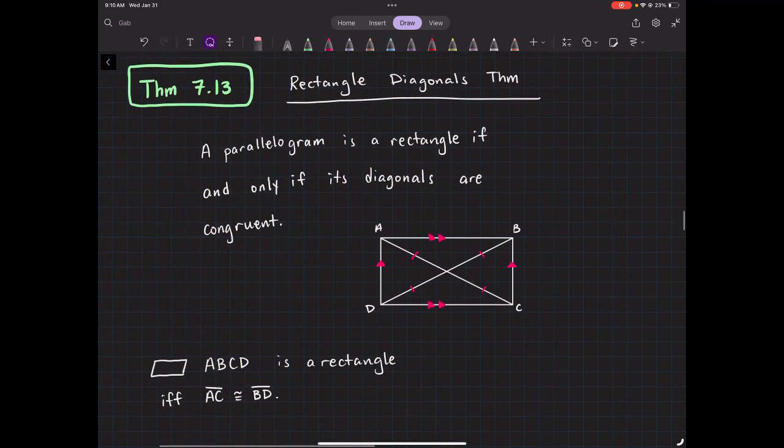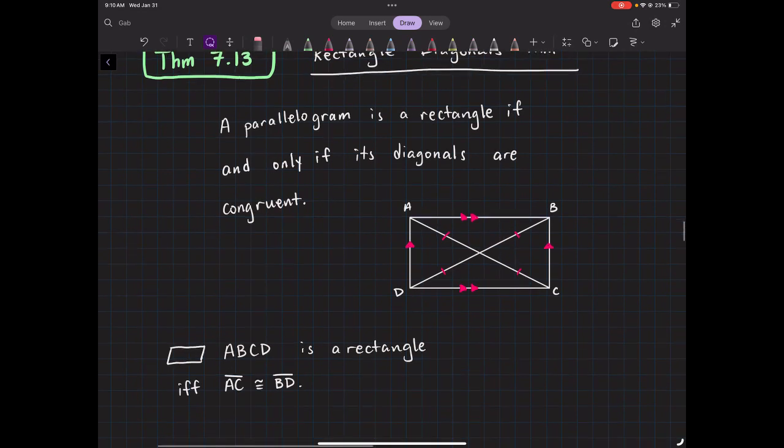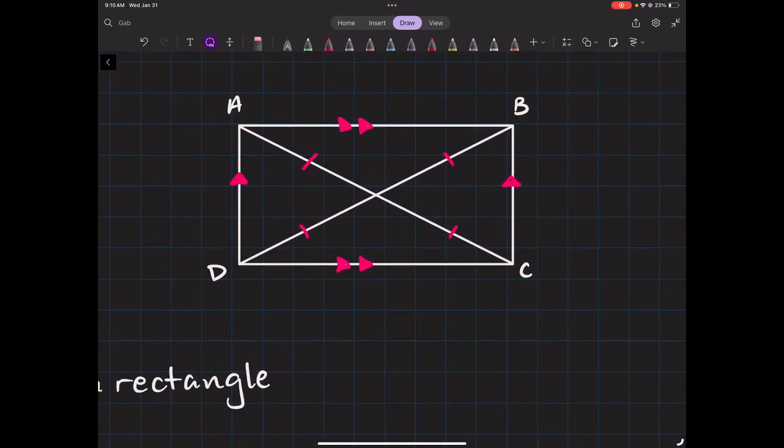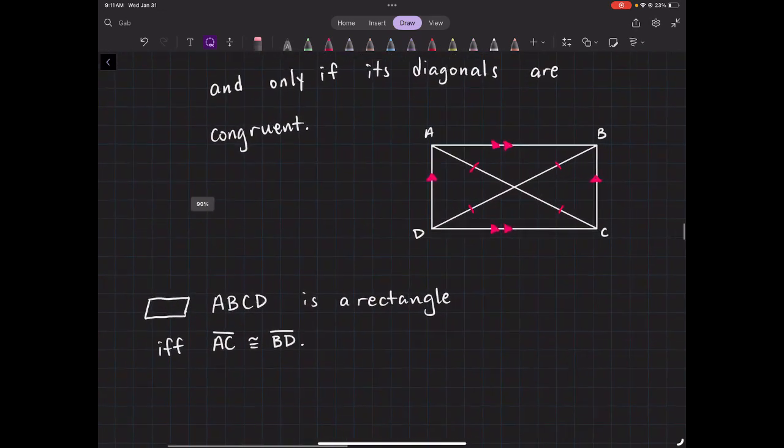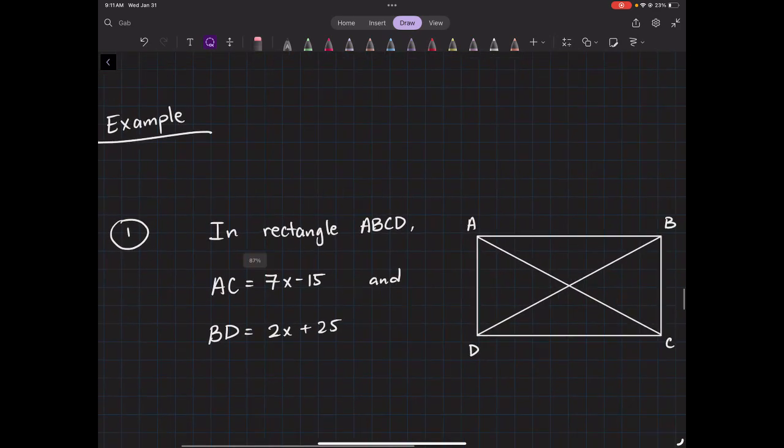If you take a look at a rectangle and its diagonals, they are congruent to each other. This is the very specific case that I mentioned before in class about a parallelogram: this is the only time, along with a square, that the diagonals are congruent or equal to each other. So it has to be a rectangle or a square. We're going to take that theorem and apply it over here.